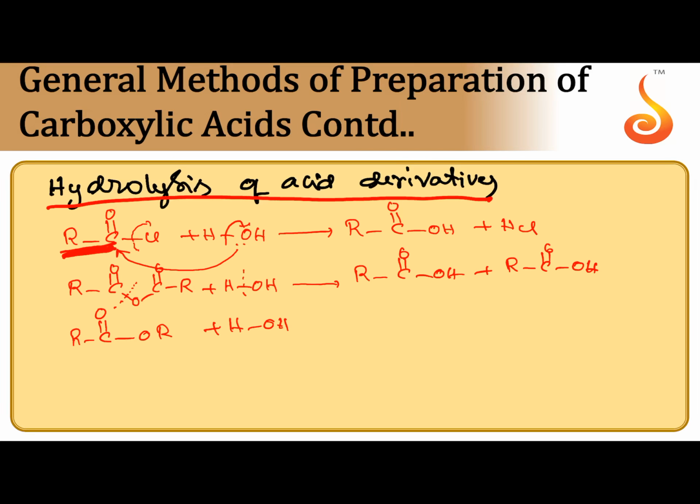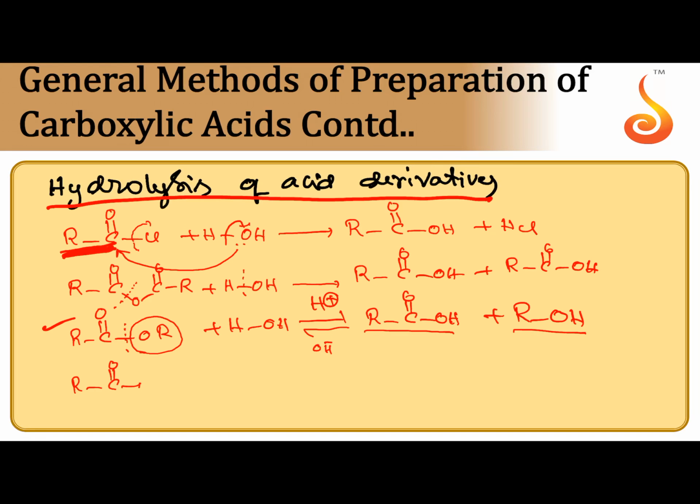Next one, RCOOR. This also undergoes hydrolysis, but this is reversible reaction. Moreover, acid or base must be used as catalyst. Any one catalyst is needed, then only ester undergoes hydrolysis to give acid and alcohol, carboxylic acid and alcohol, both are obtained. So this process is called ester hydrolysis. In the backward direction, acid undergoes esterification with alcohol to give back ester. So the reverse reaction, backward reaction, is called esterification. So the reason, the leaving group, alkoxy group, is not good leaving group.